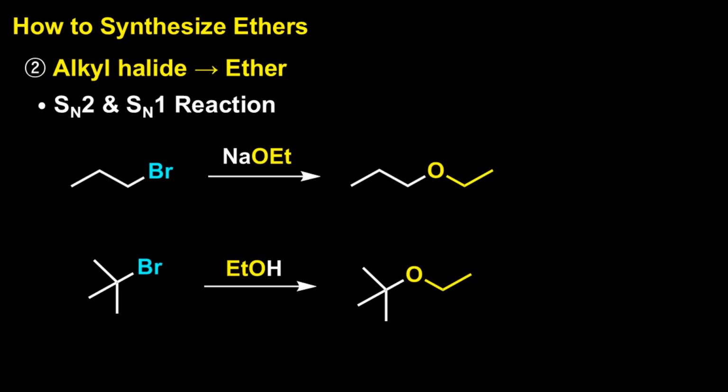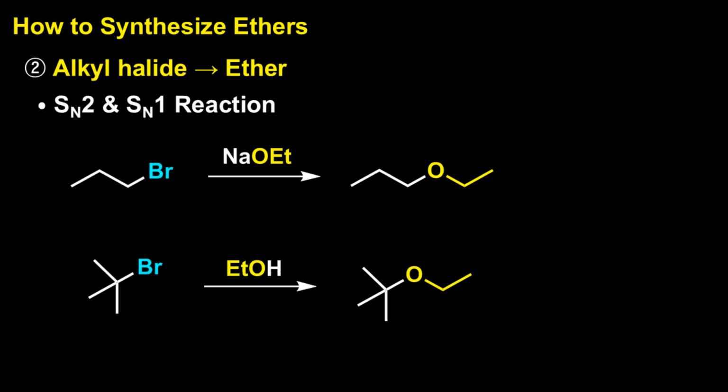Let's switch gears and look at a different approach, this time starting from alkyl halides. In this method, we react an alkyl halide with an alcohol. And here's the key part. The reaction mechanism depends on the structure of the alkyl halide. If it's a primary alkyl halide, like the one in the top example, the reaction follows an SN2 mechanism. The ethoxide ion attacks from the backside and kicks out the bromide. It's a clean, one-step process.